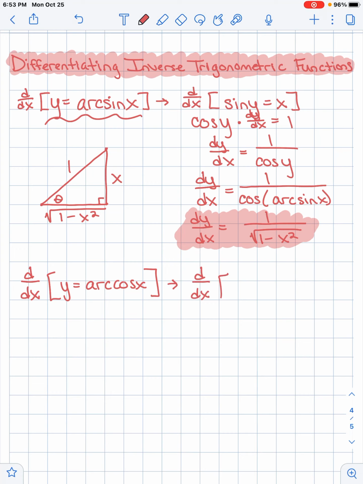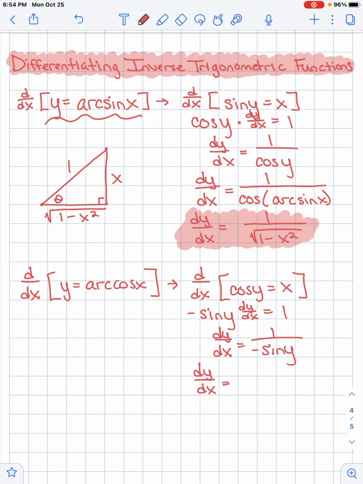Let's go through the same process I did before. We'll rewrite this as a cosine function instead of an arccosine function. If I find the derivative of cosine y now, I get negative sine y dy/dx equals the derivative of x, which is 1. dy/dx is 1 over the negative sine of y. But of course, we're not going to leave y in the answer. We're going to make that replacement. dy/dx equals, I'm going to move that negative out here, negative 1 over the sine of the arccosine of x.